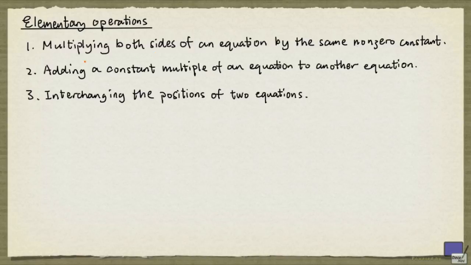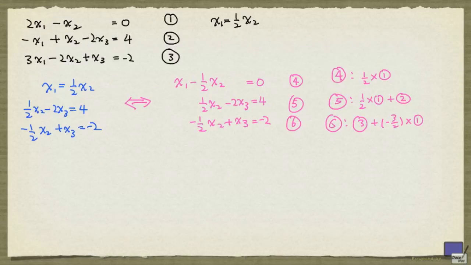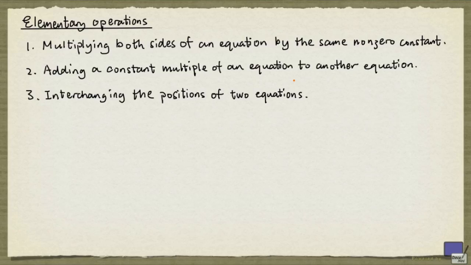The first operation is, as we have seen, multiplying both sides of an equation by the same non-zero constant. The second operation is adding a constant multiple of an equation to another equation. And if we look back here, we use the second operation to obtain 5 and 6. And the third operation, which we didn't use and is not really needed, is interchanging the positions of 2 equations.